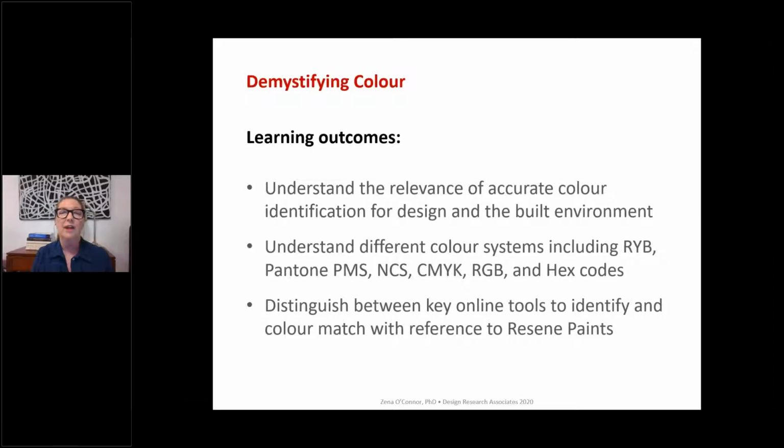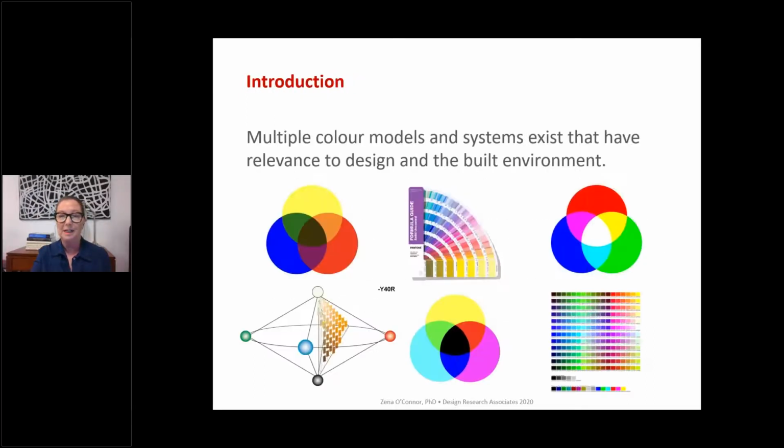Understanding the relevance of accurate colour identification for design in the built environment, understanding different colour systems, including the RYB model, Pantone PMS, NCS colour models, CMYK, RGB and hex codes, and also distinguishing between key online tools that can identify and colour match. I'll be making some reference to the Resene Paints online colour tool, which is fantastic.